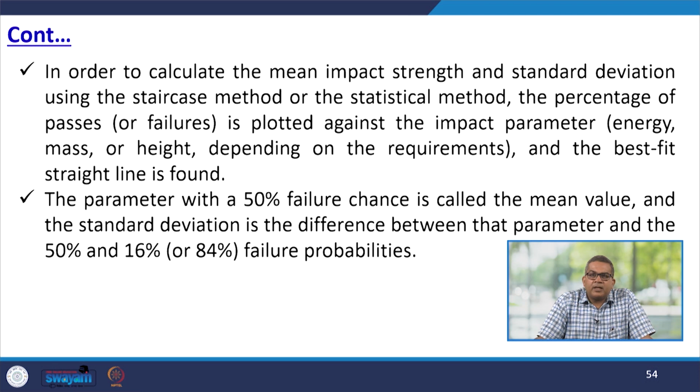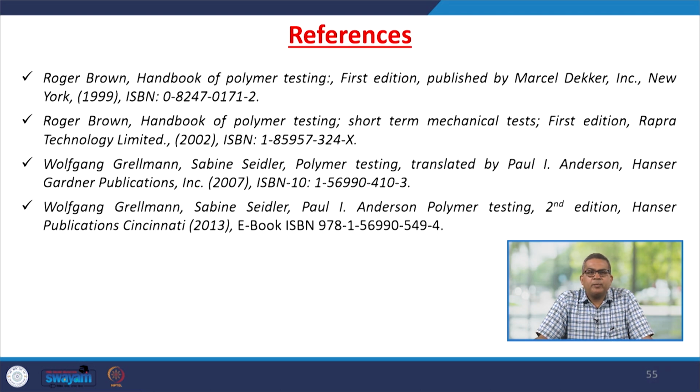Now, in order to calculate the mean impact strength and standard deviation using the staircase method or statistical method, the percentage of passes or failures is plotted against the impact parameter, that is energy, mass or height depending on the requirement, and the best fit straight line is found. The parameter with a 50% failure chance is called the mean value, and the standard deviation is the difference between the parameter at 50% and at the 16% or 84% failure probabilities.